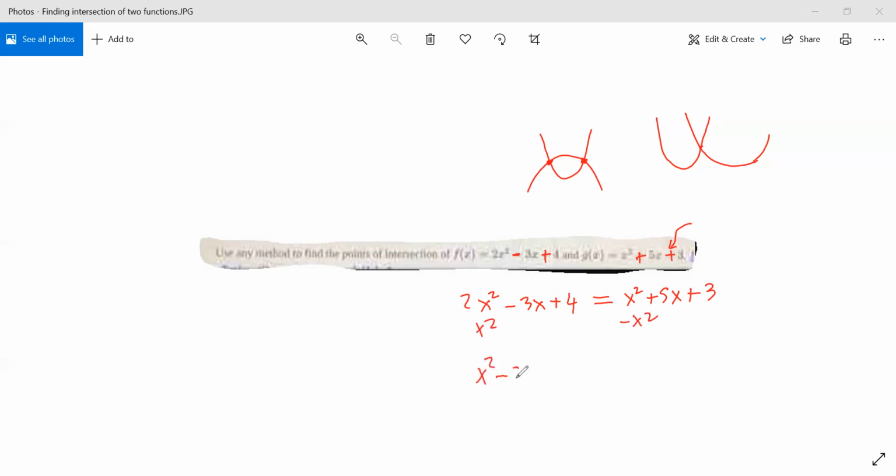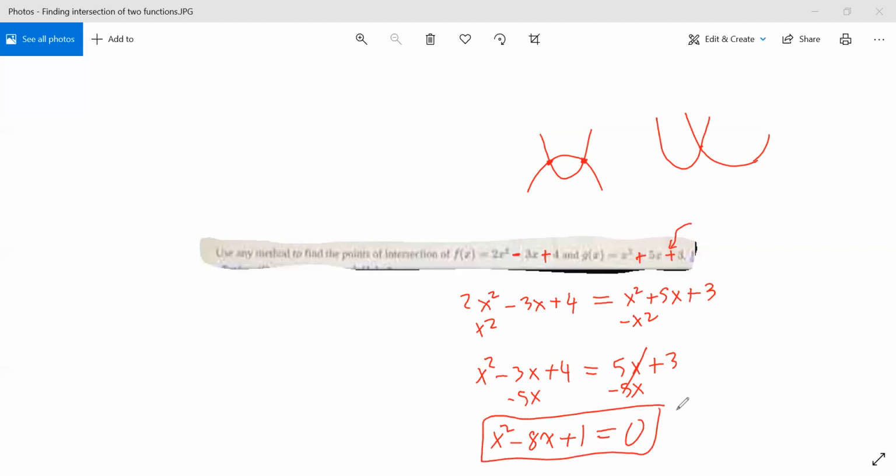Okay, so then I'm just gonna subtract x squared first, and this will give me x squared minus 3x plus 4 equals 5x plus 3, and then I'm going to subtract 5x from both sides. This is going to cancel that, so x squared minus 8x, and then subtract 3. So 4 minus 3 is plus 1, that equals 0. And then we solve this quadratic equation using the quadratic formula, so solve for x.